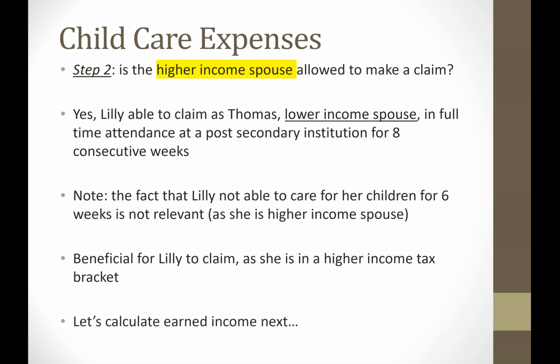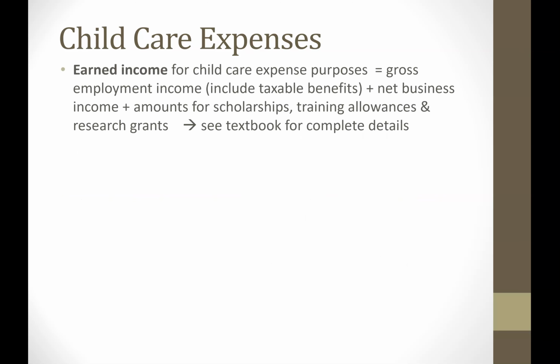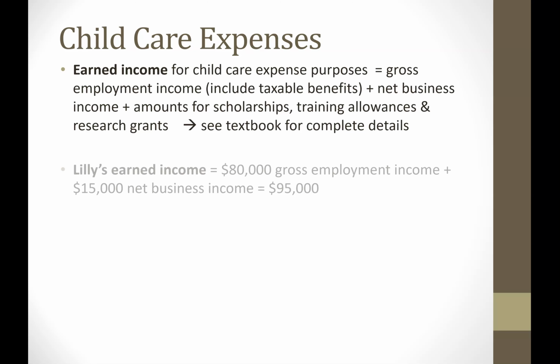But before we do that, let's calculate earned income for each of Lilly and Thomas, because we're going to need that when we get to the next steps. So on the next slide, let's calculate earned income. Now, earned income for child care expense purposes is a defined term. So make sure you go through this definition in your textbook. Essentially, it's gross employment income, including any taxable benefits. Add to that any net business income, and add to that any amounts received with respect to scholarships, training allowances, and research grants.